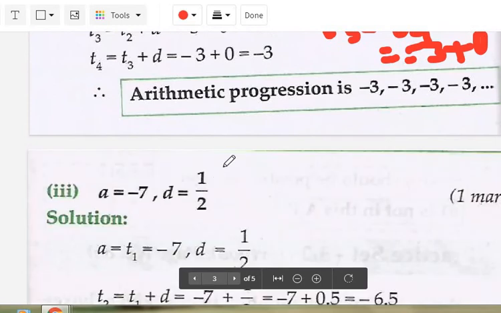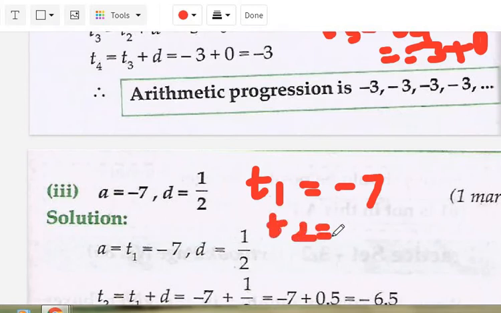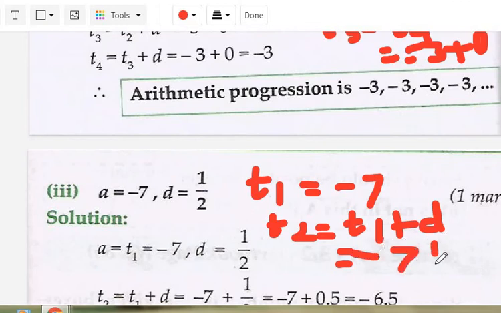The next question is A is equal to minus 7 and D is equal to 1 by 2. Here T1, the first term, is equal to minus 7, because we know that A is equal to T1. Then T2 is equal to T1 plus D. T1 is minus 7, minus 7 plus D, which is 1 by 2. Now I put here minus 7 plus 1 by 2.